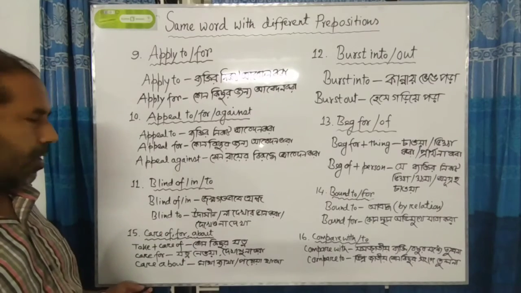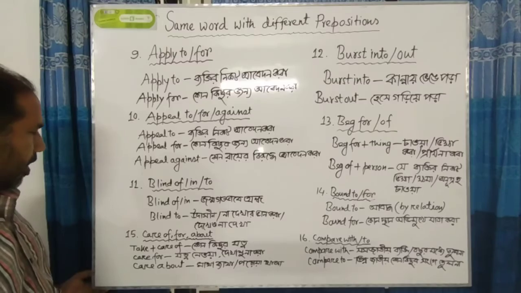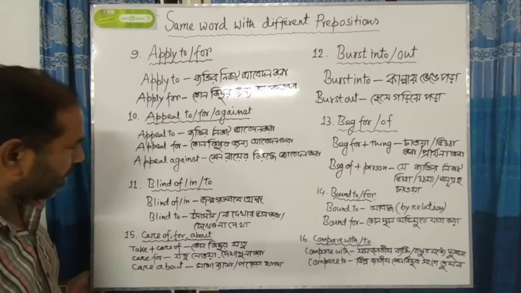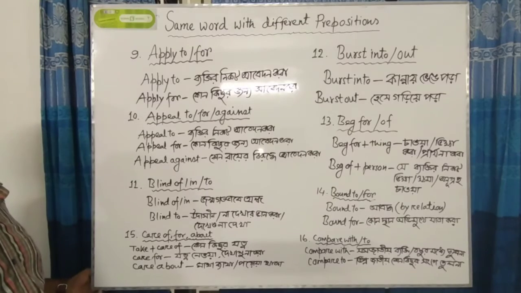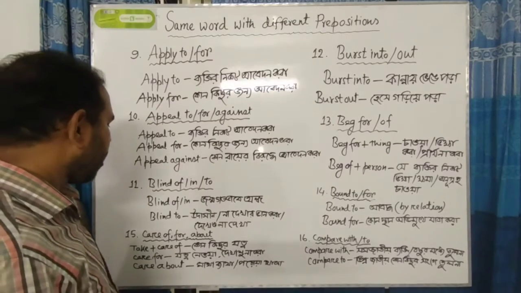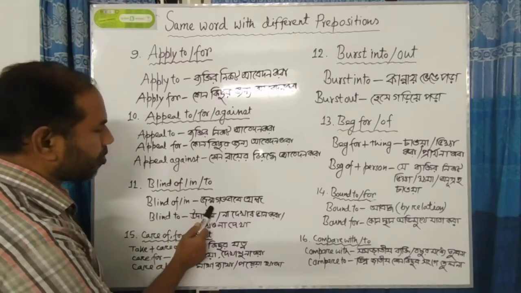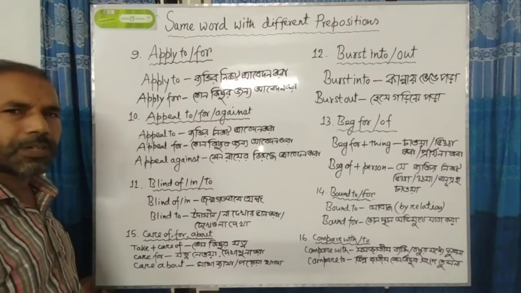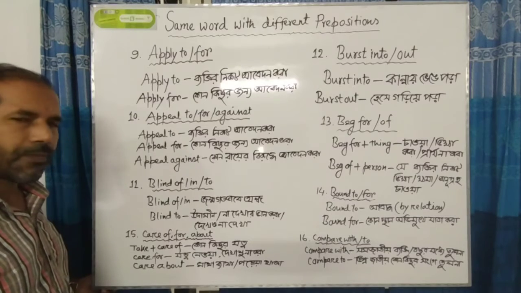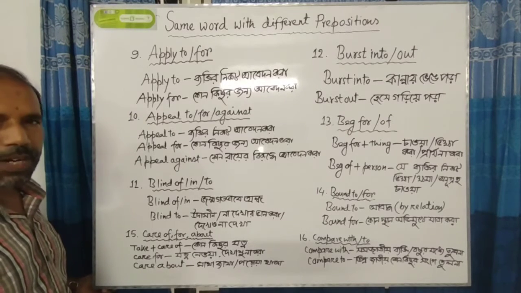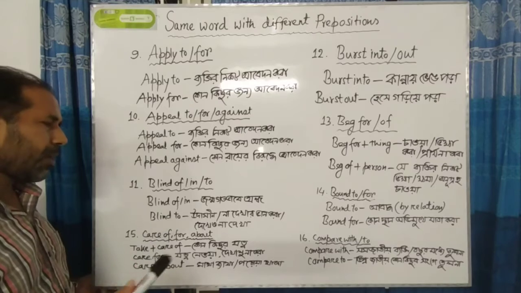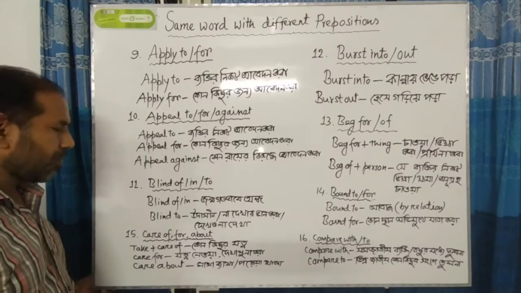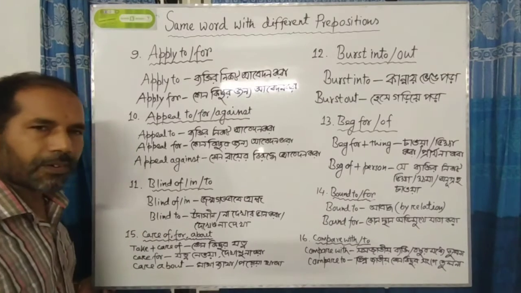Now we have to go to number 11, blind of, in, to. This is a very, very important preposition for you, I think. Blind of, in, জন্মগতভাবে অন্ধ. This is the meaning. If anybody is blind naturally by birth, he may be blind in one eye or two eyes. In that case, we have to use blind of or in.